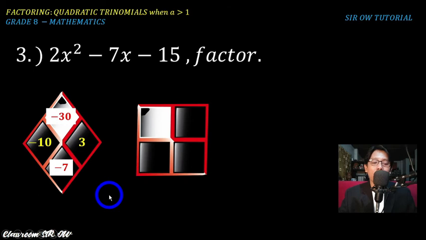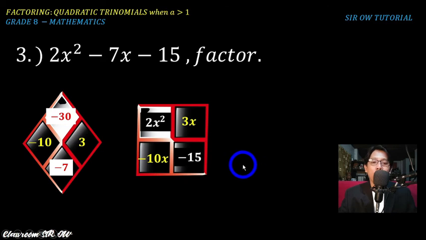And that is negative 10 times 3. Negative 10 times 3 is negative 30. And negative 10 plus 3, they are unlike signs, so we subtract them. That is why it's negative 7. So we identified already the two integers, negative 10 and 3. So we'll write that in the second and the third window of our box. And whatever is the variable, we will be using that one. So we have negative 10x and 3x. So we will just copy the quadratic term, which is 2x squared, and negative 15, which is the constant, in the fourth window. So we have 2x squared, negative 15.